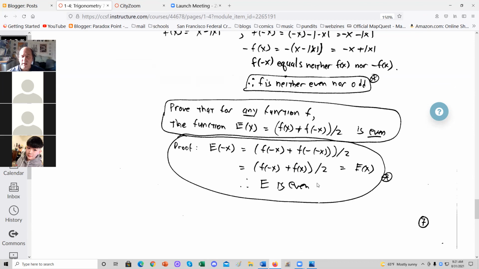Therefore, e is even. In the book, you're assigned one problem where instead of a plus, we have a minus here, f of x minus f of negative x all over 2. And they ask you to prove that it's odd. Here's one where I do request that you go through the steps. And it'll be a lot like this.